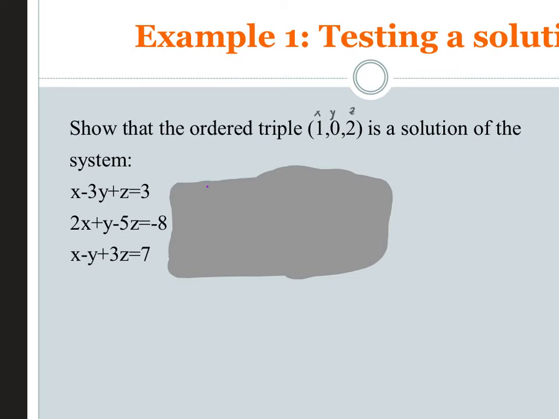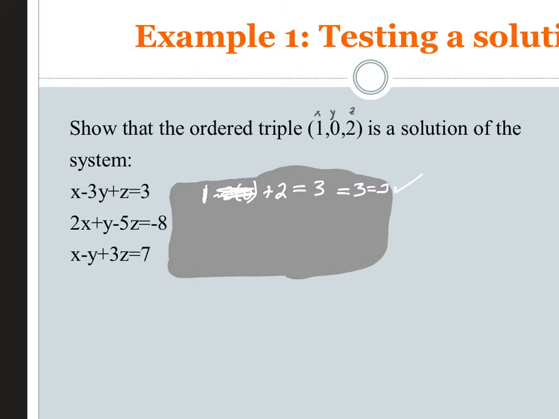They told me to plug in 1 for x, right? Minus 3 times 0 for y, plus 2. Does that equal 3? All right, well, this crosses out. What's 1 plus 2? Does 3 equal 3? Okay, you're good to go. Can I just move on and say, oh, yeah, this one works for all of them? No, you got to check.